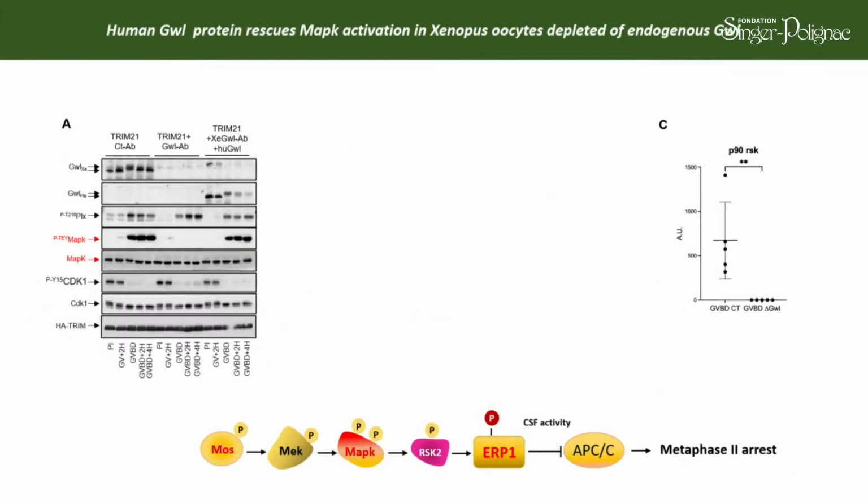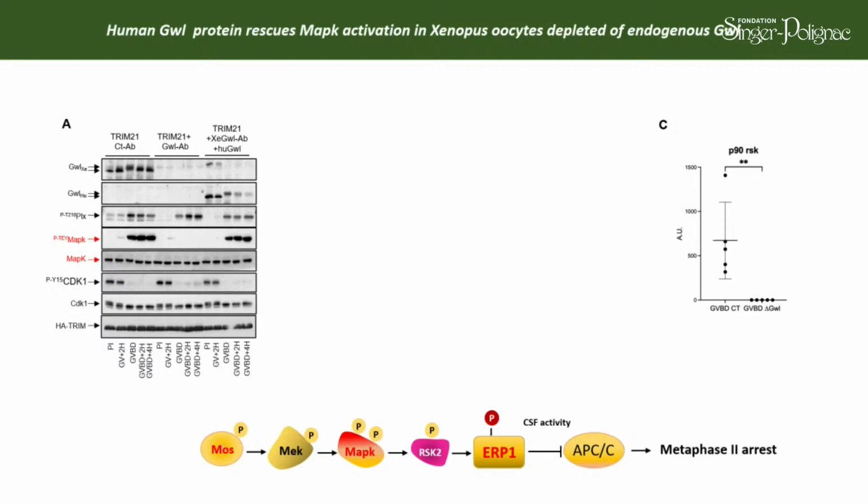This dephosphorylation is specific to Greatwall, because when we add back Greatwall, we can maintain the phosphorylation in this condition when we rescue the protein.